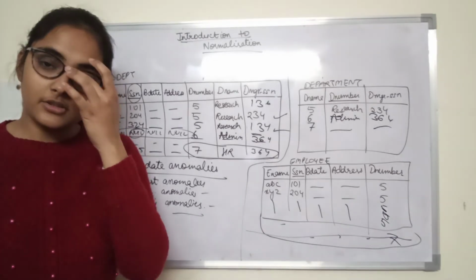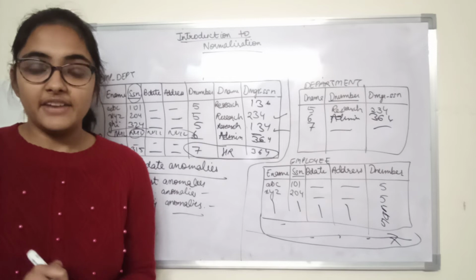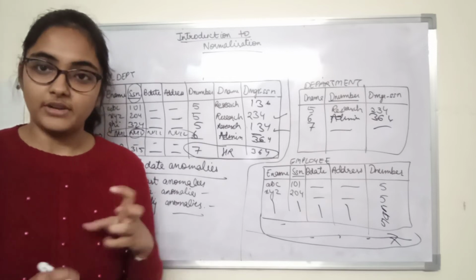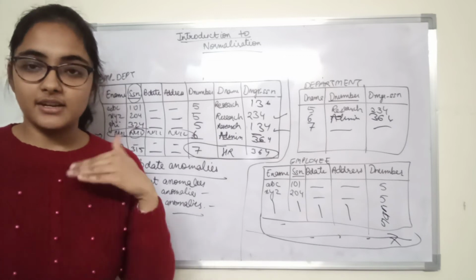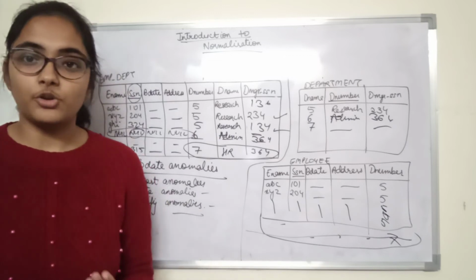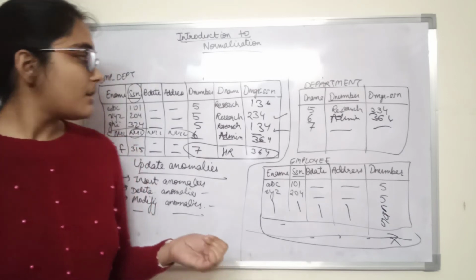So those are the problems that we encounter if the relation schema design is not good. So the relation schema design needs to be good, and in order to analyze whether the relation schema design is good or not, what will we use? Normalization, right? So that is about it.